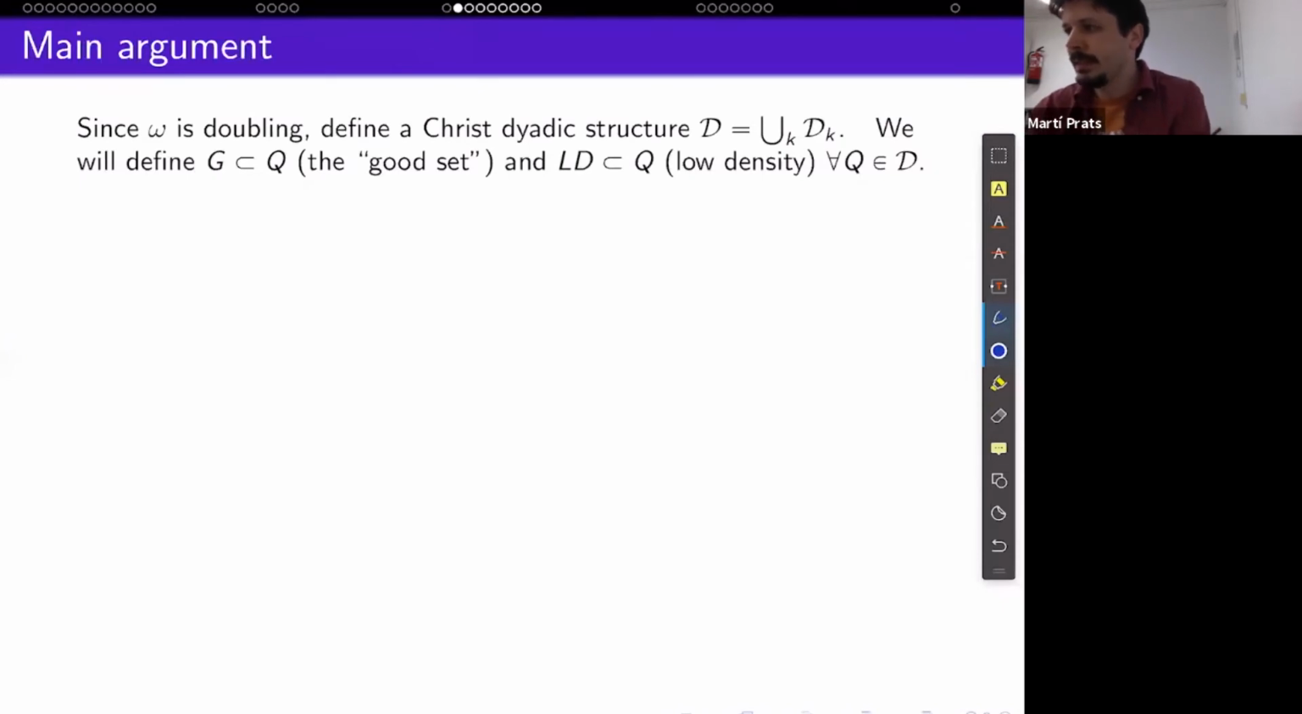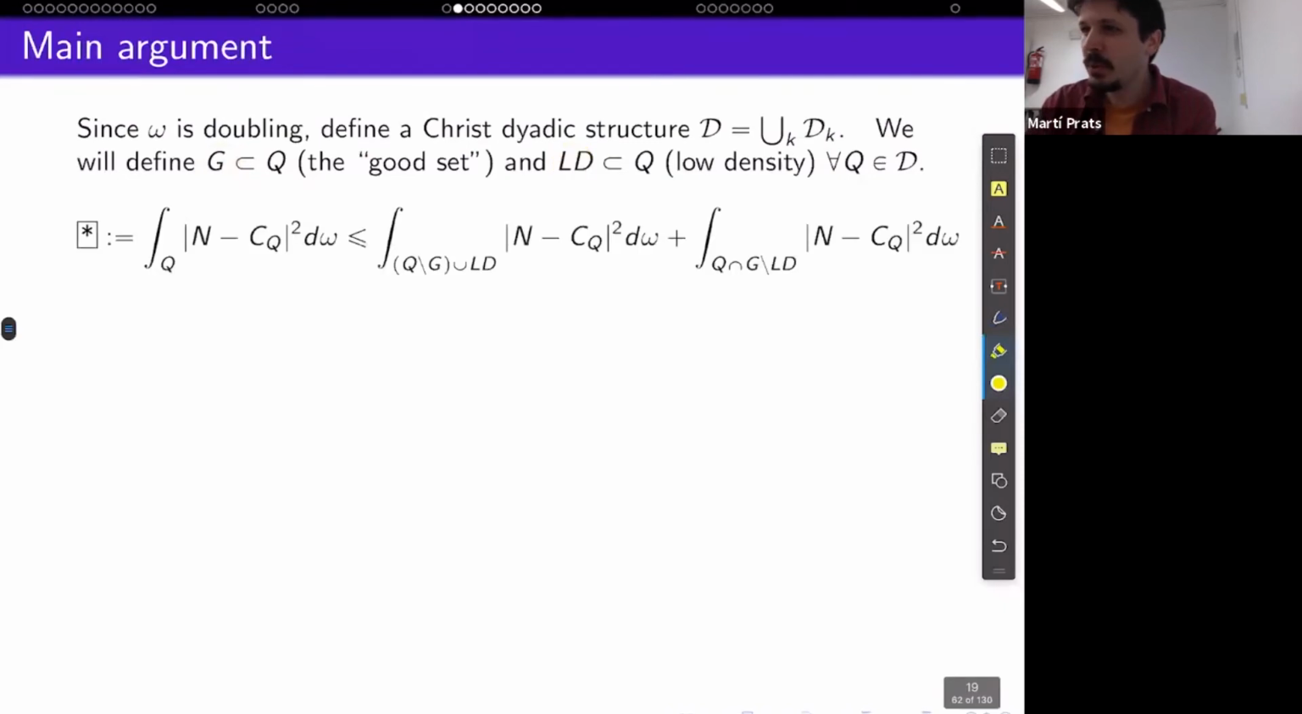Now we define a good set and a low density set. We will define that. I won't tell you what it is now, but just take into account that the good set is good and the low density set has low density. Let's move on. So what we want to see is the following, for A implies B: recall that we are assuming that the logarithm of the density is in VMO. We want to show that the normal vector is in VMO. This means that we want to show that the oscillation of the normal vector vanishes asymptotically.